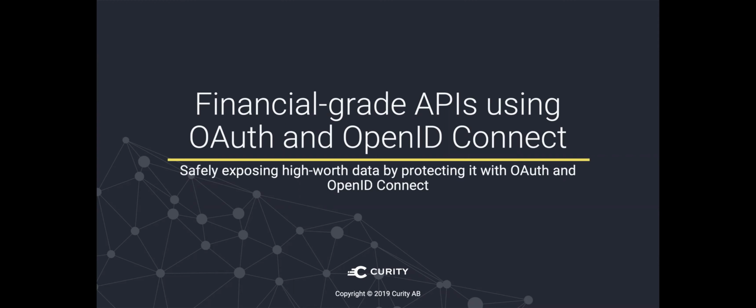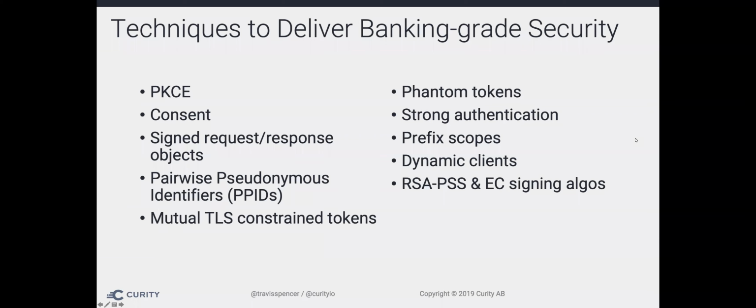But what I want to talk about in this webinar are at least half of these bullet points here. So I want to talk about some techniques for delivering banking grade security. So we're going to look at what proof key for code exchange is, or PKCE. We're going to talk a little bit about user consent and signing consent authorization. Talk about signed request and response objects. I'm going to touch on pairwise pseudonymous identifiers or PPIDs. And then that mutual TLS constrained token aspect that I just mentioned. We're going to talk about phantom tokens.